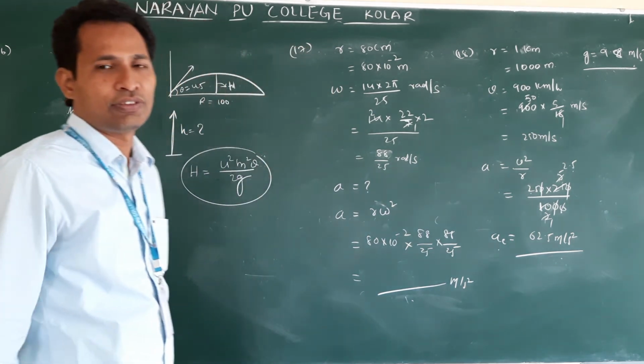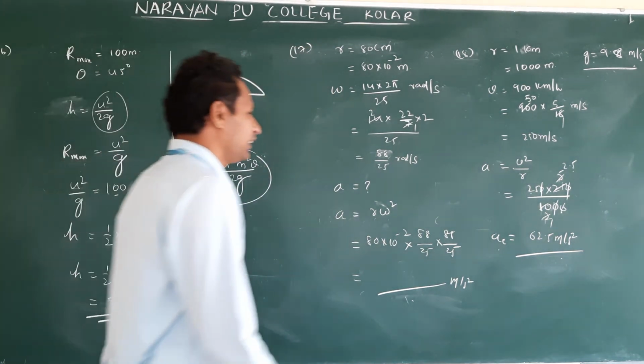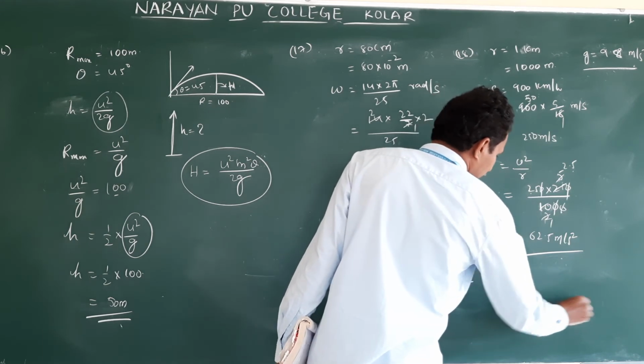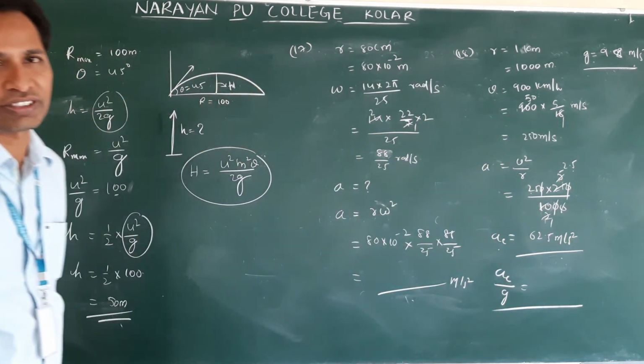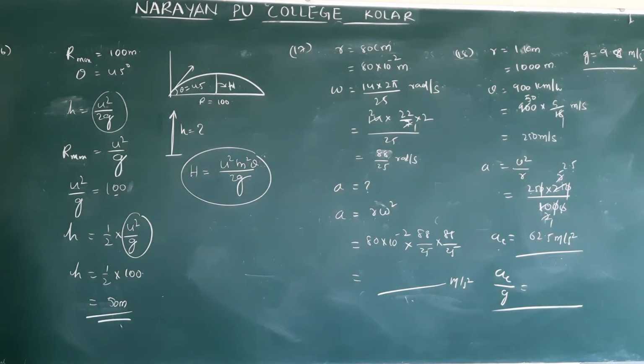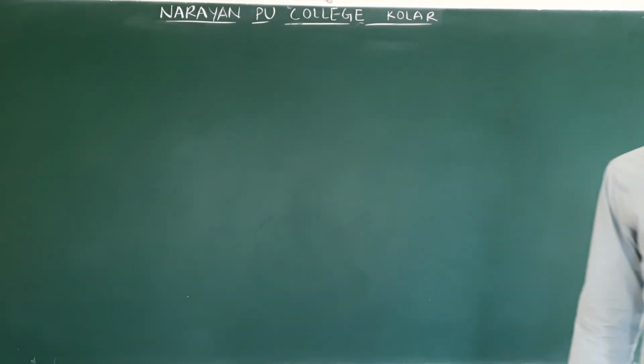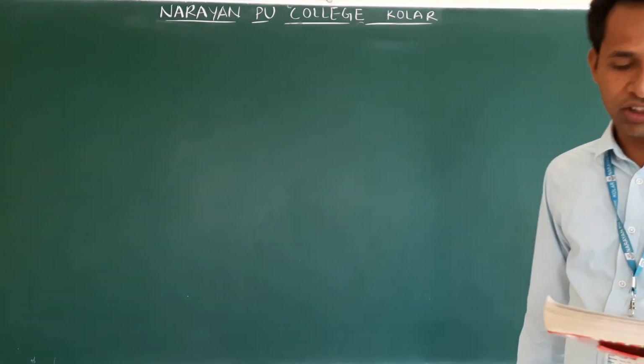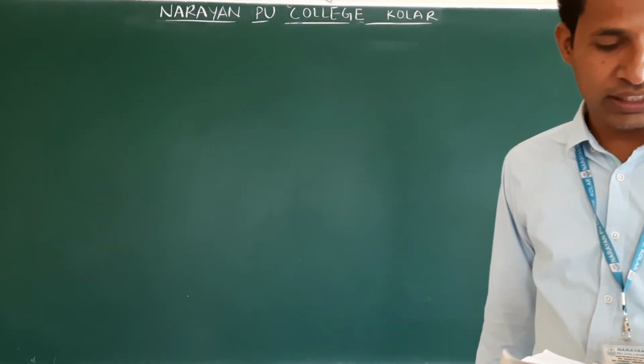You divide, you will get the answer. AC by AG. AC by G, you will get the comparison: how many times it is greater than the acceleration due to gravity. Okay, next, question 19, that is a theory question. You read and you will answer. If you cannot, you can ask the question through WhatsApp.